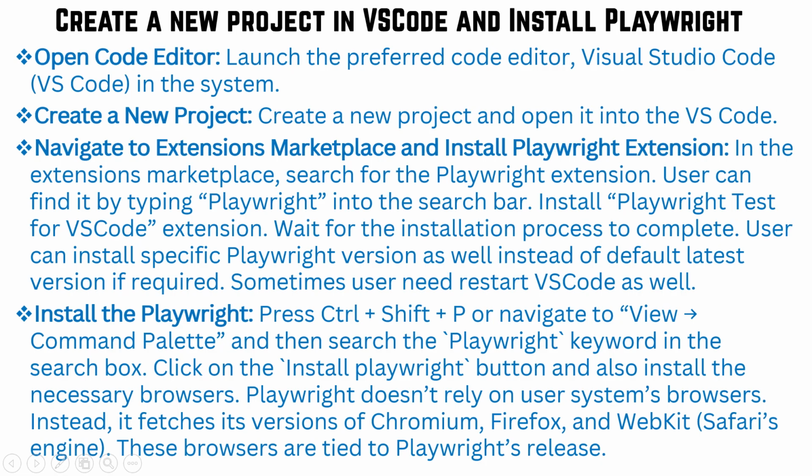User can find it by typing Playwright into the search bar. Install Playwright test for VS Code extension. Wait for the installation process to complete. User can install a specific Playwright version as well, instead of the default latest version, if required. Sometimes the user needs to restart VS Code as well.